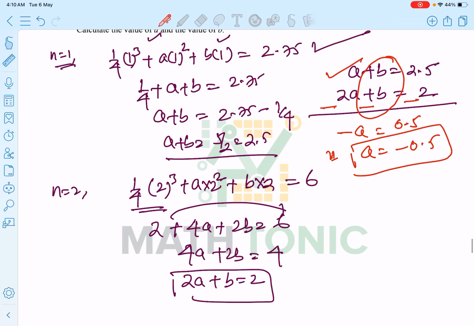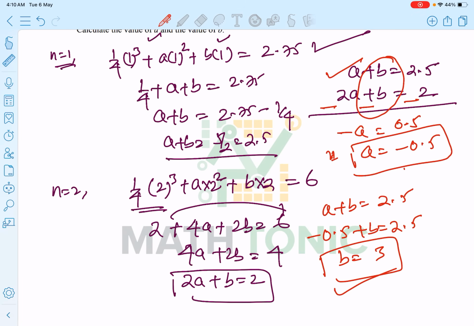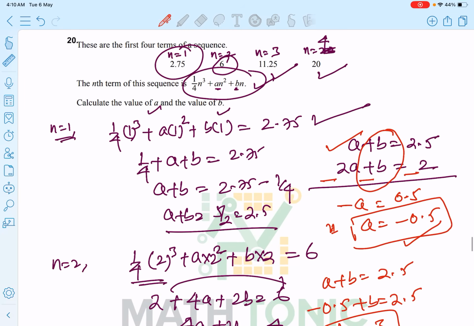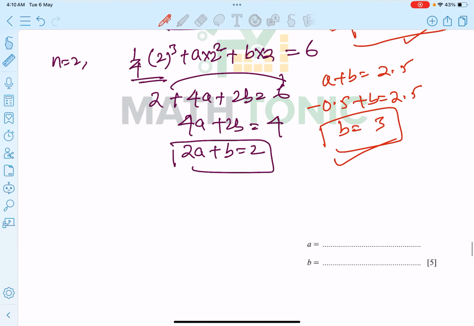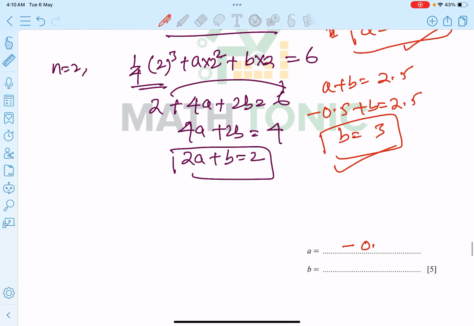Now we have the first equation, or you can take any equation of your choice. So a plus b equals 2.5. a is given as minus 0.5, so minus 0.5 plus b equals 2.5. If you rearrange it, 2.5 plus 0.5, I am getting 3. So b equals 3. So a equals minus 0.5 and b equals 3. This is how we can get the answer. Got it, everyone? So let me write this here again. a equals minus 0.5 and b equals 3.